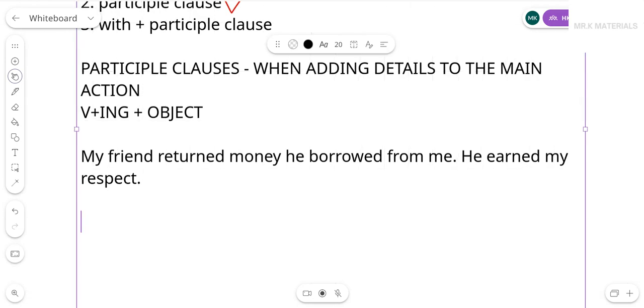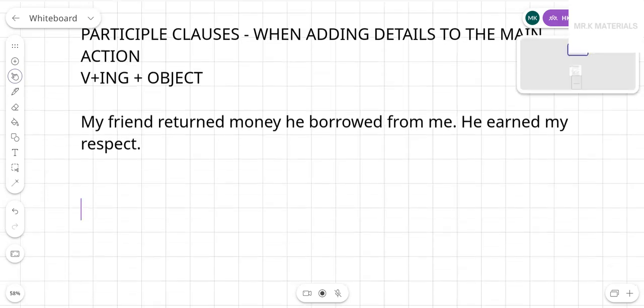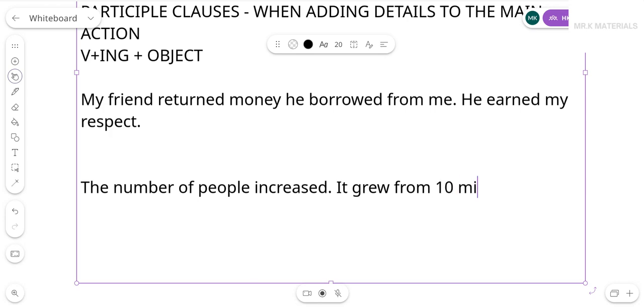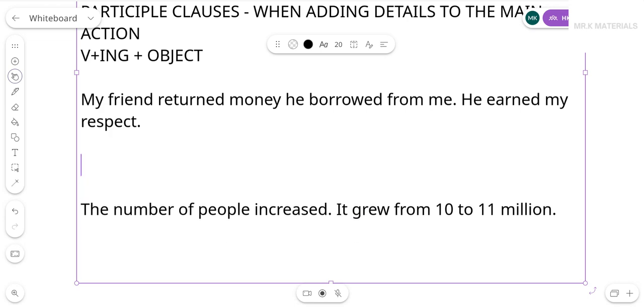Let me put one more example here and then we'll turn it into a participle clause. In the case of writing task 1, let's say the number of people increased. It. Why am I saying it here? Because I'm not talking about people. People is not the subject. The main subject is the number. It grew from 10 to 11 million. Again, additional detail here. So what can I do here to combine these?